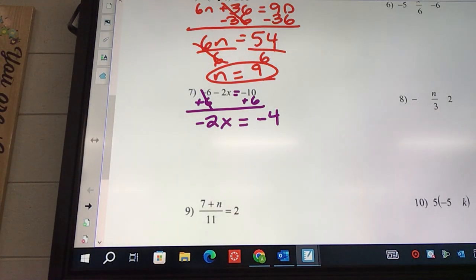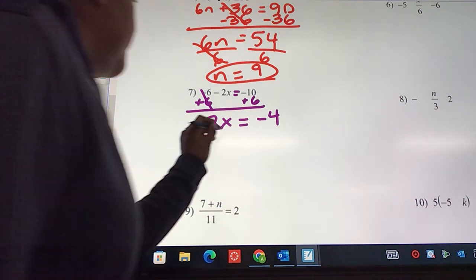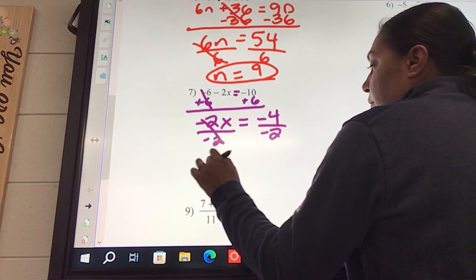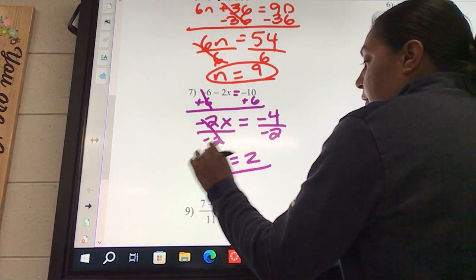And then what needs done? Divide by negative 2. So you get x equals 2.